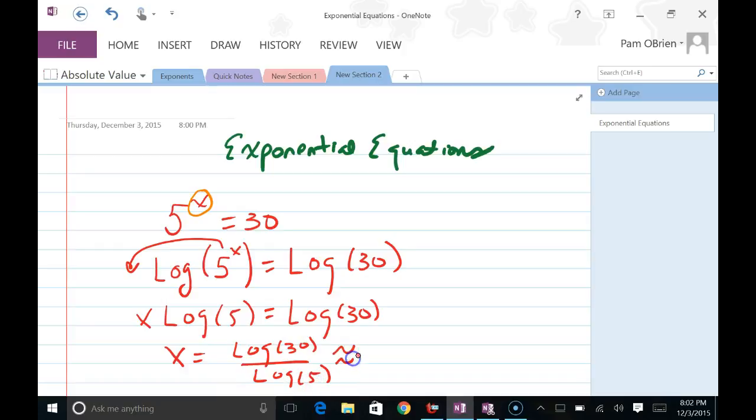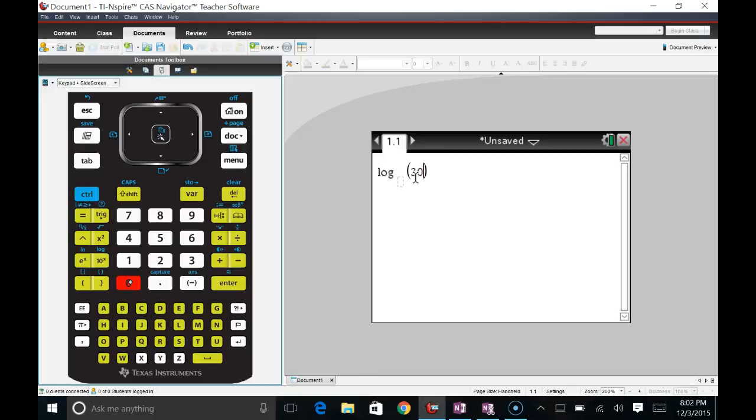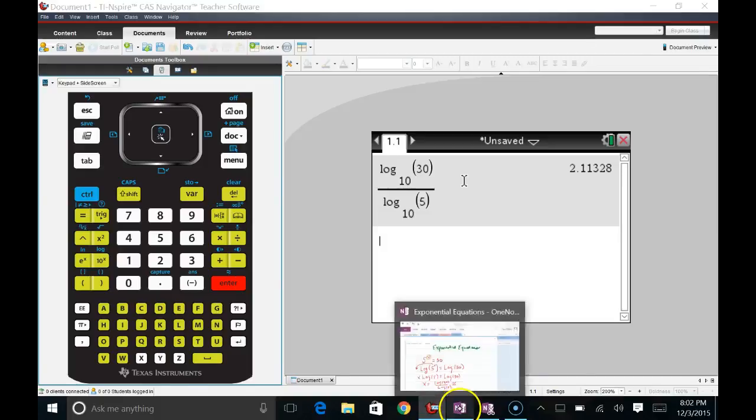Now I'm going to go into my handy dandy calculator and do log of 30, and then divided by the log of 5. When I look at that answer, it's about 2.11. It's an irrational answer, so I'm just going to round this to the nearest hundredth. We should tell you on each problem what to round to.